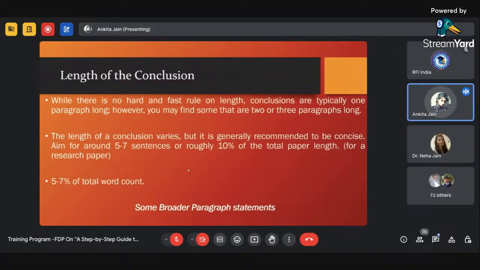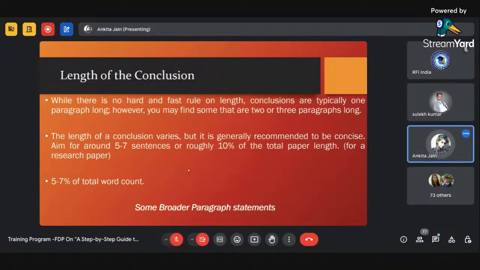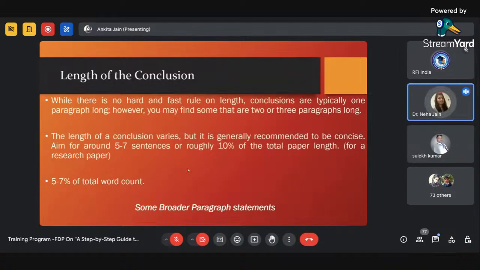I think I can hear some voices here. Ankita ma'am, sorry to interrupt you. Please turn off the mic. Sir, please mute yourself.